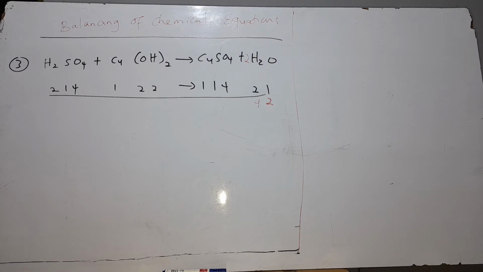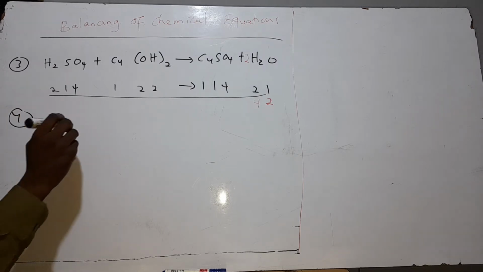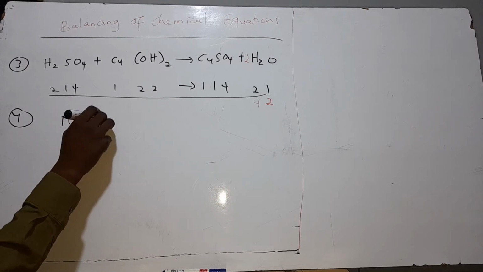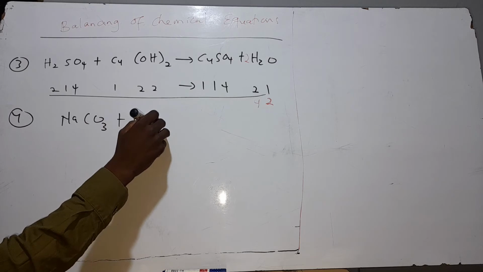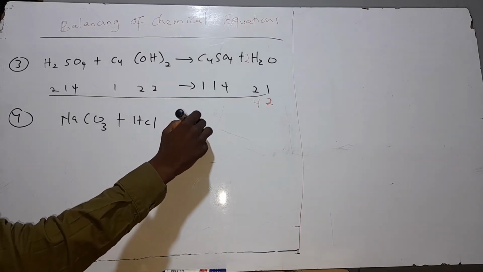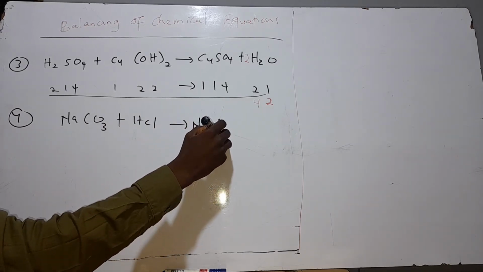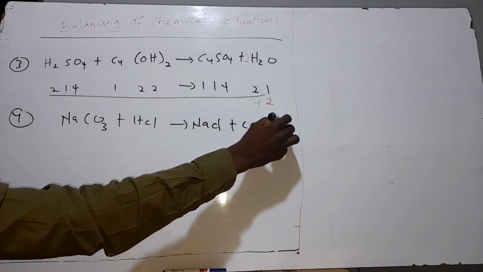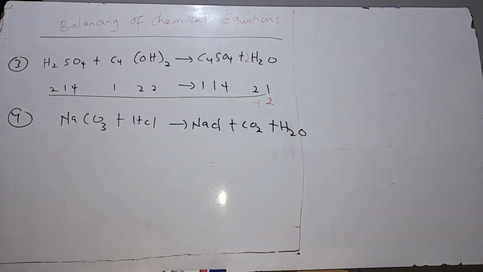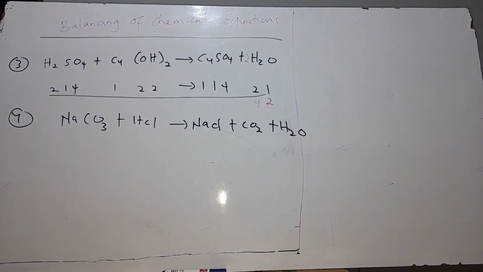Let's move on to the 4th one, the 4th example. We'll do at least 10 examples. Quickly, the 4th one, we have sodium carbonate, Na2CO3, plus HCl, gives NaCl, plus CO2, plus H2O. Good. Now, let's balance this equation.